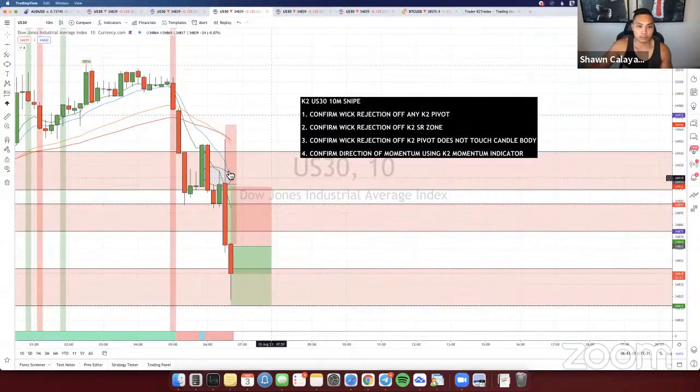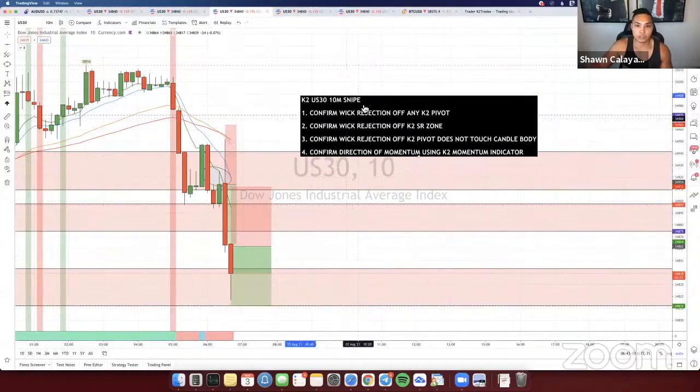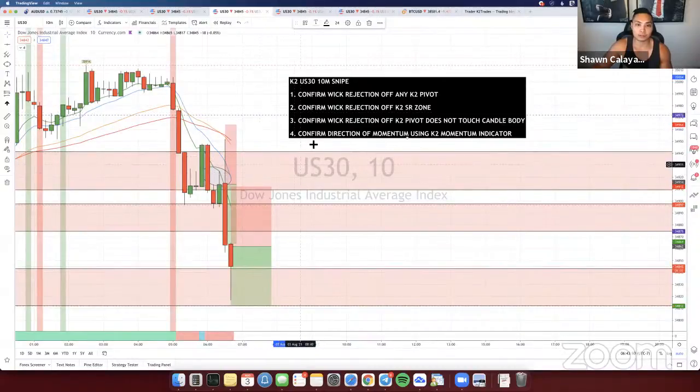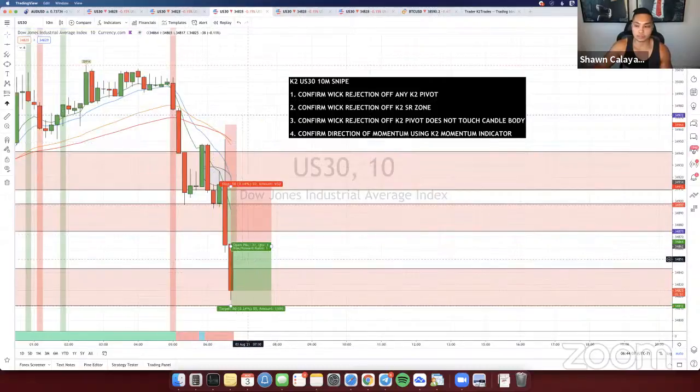And what we're looking for here is, number one, a wick rejection off the K2 pivot right here. This red candle has a wick rejection off this blue pivot right here. Second, confirm wick rejection off K2 SR zone. You can see it's rejecting off this pink zone right here. Third, you want to confirm the wick rejection off the pivot doesn't touch the candle body. So right here, the body's down here, the pivot's way up here. So that confirms. Lastly, you want to confirm the direction of momentum using the K2 momentum indicator. Right here, we have a sell signal, so we're only looking for sells. At that point, this would be qualified as a valid snipe entry.